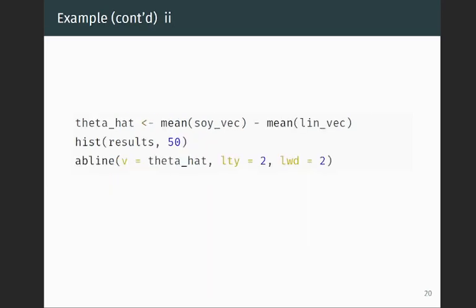Okay, so next theta hat will be the first estimate, so the original estimate on the data without any permutations. And then I want to visualize the permuted values theta hat k. So I'm using a histogram here. 50 refers to the number of bins. And then I'm going to add a vertical line at the value theta hat. And then LTY equals 2 means it's going to be dashed. And LWD will just make it a little bit wider so that it's easier to see.